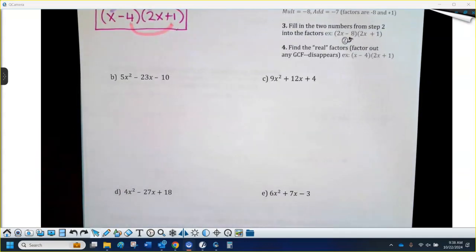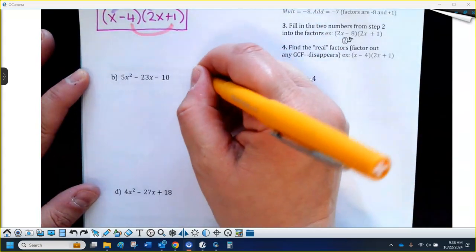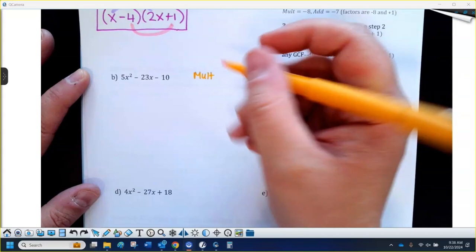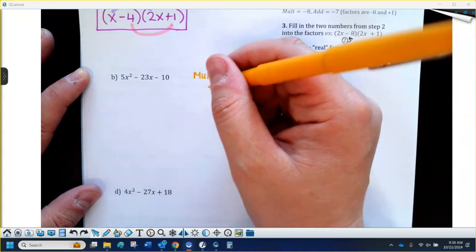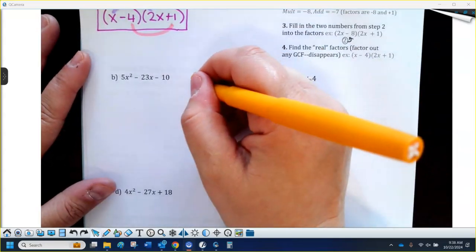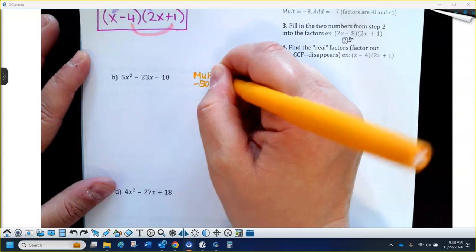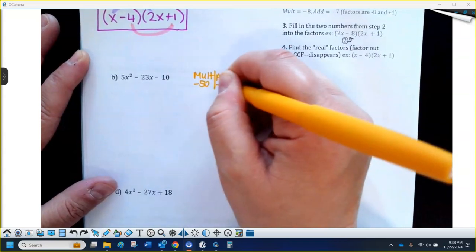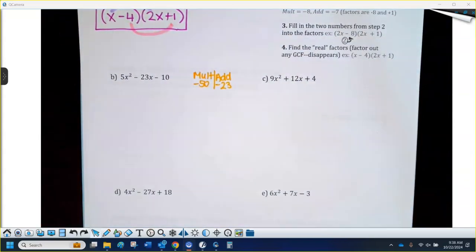These are all just a random mix of different quadratics that you can factor where there's a number in front of the x squared. All right, so for part B, I've got 5x squared minus 23x minus 10. So multiply a times c. So we're going to do first times last. 5 times -10 would be -50. And I want to add to get -23.